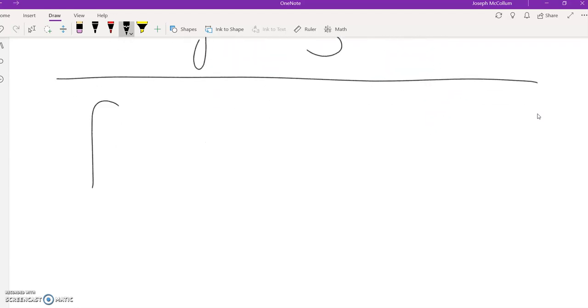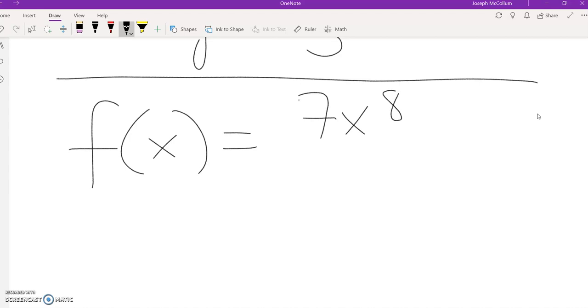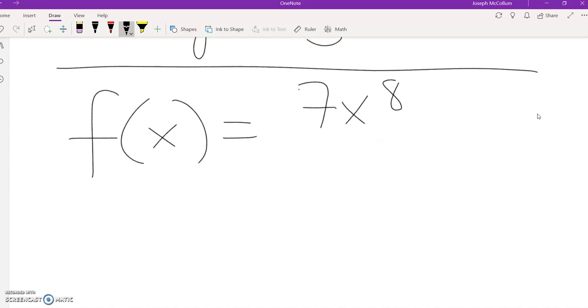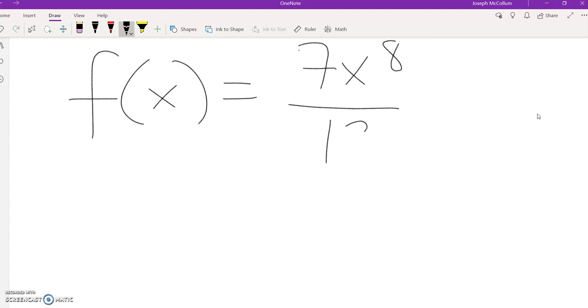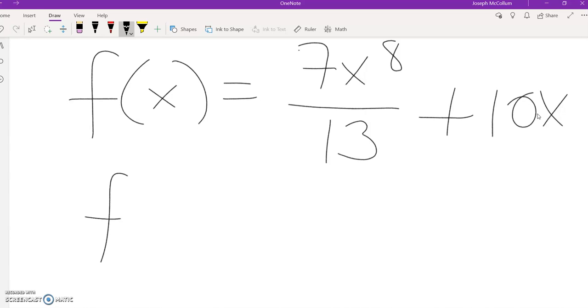So let me bring out the function notation. F of x. If you have a function f of x, and your function is something like 7x to the 8th over t. And of course, just for giggles, let's add a 10x to that. All right, so there's my function, and I want its derivative. So I want the derivative of this. So we write f prime of x. So how do we take the derivative of this?